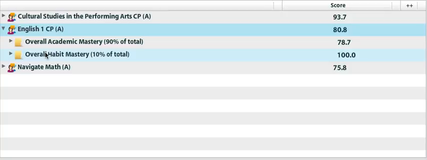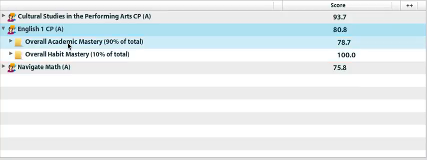So for example, a major assignment such as the Influencers Project is going to have both an academic grade, meaning how well did you actually do on the presentation, and then a habit grade. The habit grade I grade based on did you turn it in on time or not. So if you turn it in on time, you get 100% for your habit grade. If you turn it in a day late, it drops to 70, and every day after that, it drops 10%.